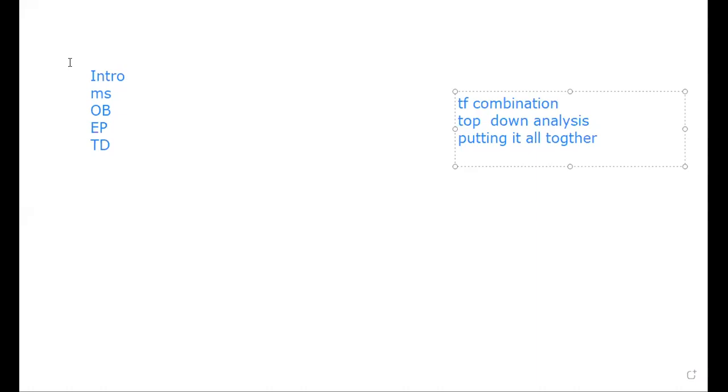So yesterday, in our 0 to Mastery live sessions, on day one, we talked about the intro, market structure, order block, and our entry pattern. But today we'll be talking about top-down analysis, which we denote with TD, and also time frame combination, and putting it all together. We are going to tie the knot and put everything we've learned together.